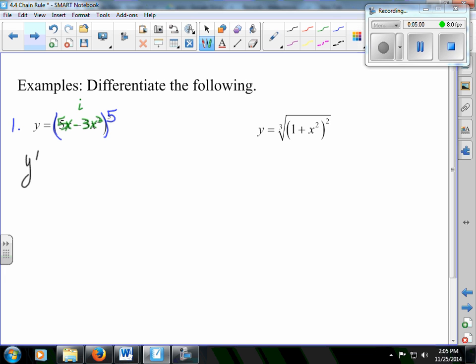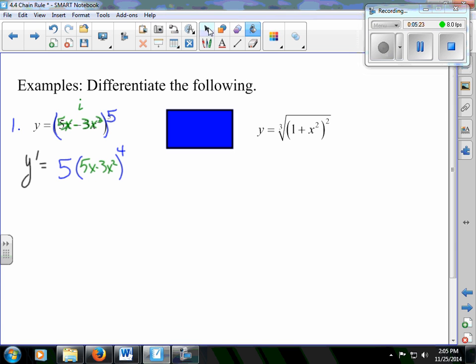So when I do y prime, I'm going to do the outside derivative first. So the derivative of a fifth power is 5x to the fourth. Only I don't have x. I have an inside of 5x minus 3x squared. So it's almost as though you're putting on blinders.